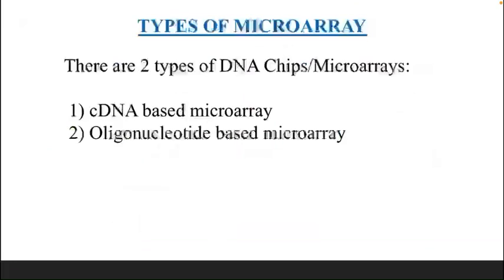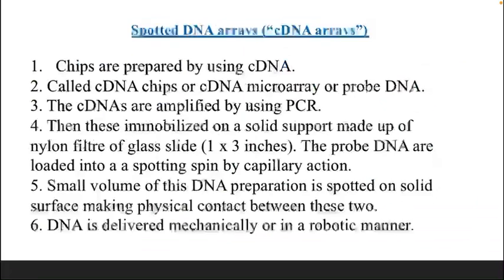Coming to the types of microarray, there are mainly 2 types of DNA microarray: cDNA based microarray and oligonucleotide based microarray. What is a cDNA based microarray? This is also called spotted DNA arrays. Here the chips are prepared using cDNA. These cDNA, also called probe DNA, are amplified using PCR. So here we are using a PCR product for the DNA microarray process.